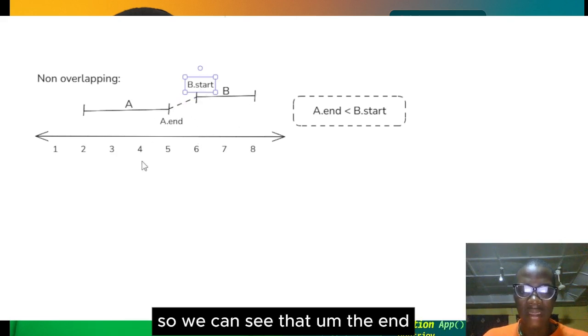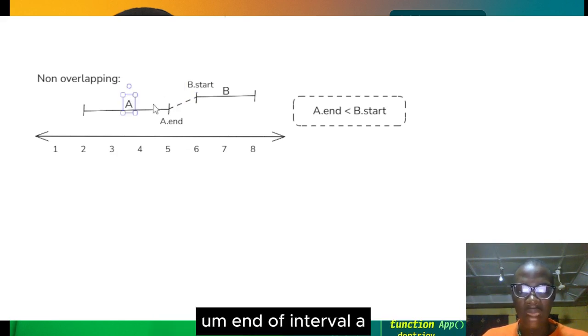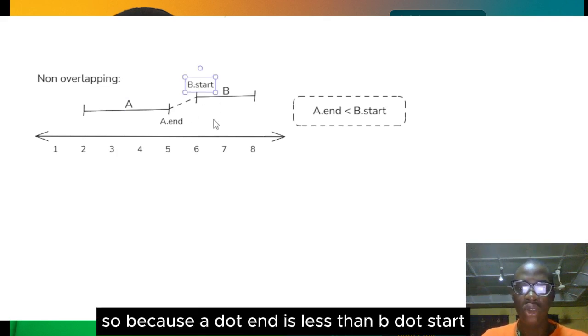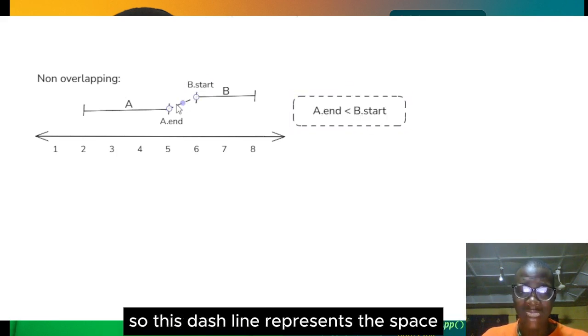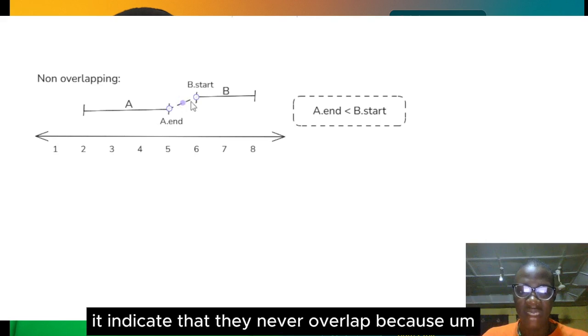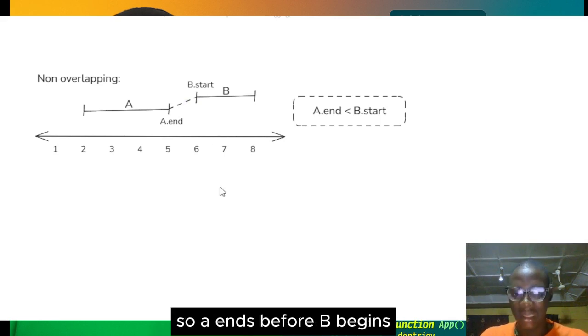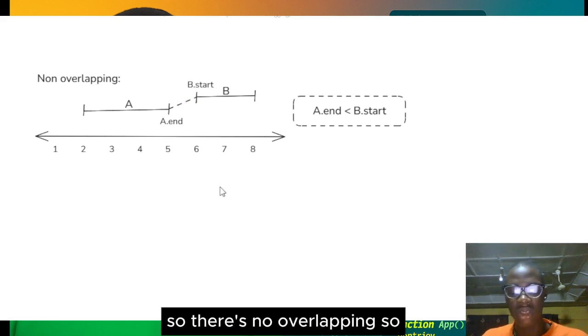So we can say that the end of interval A finishes before the start of interval B, therefore they do not overlap. Because A dot end is less than B dot start. This dashed line represents the space, and it indicates that they never overlap because they don't fall on each other. A ends before B begins, so there's no overlapping.